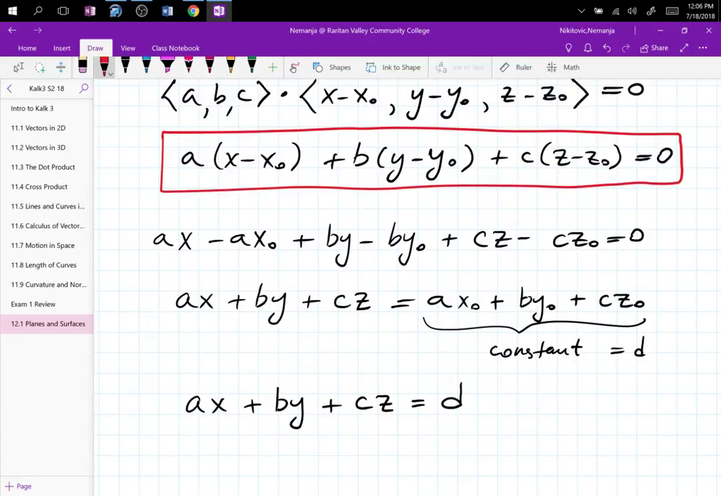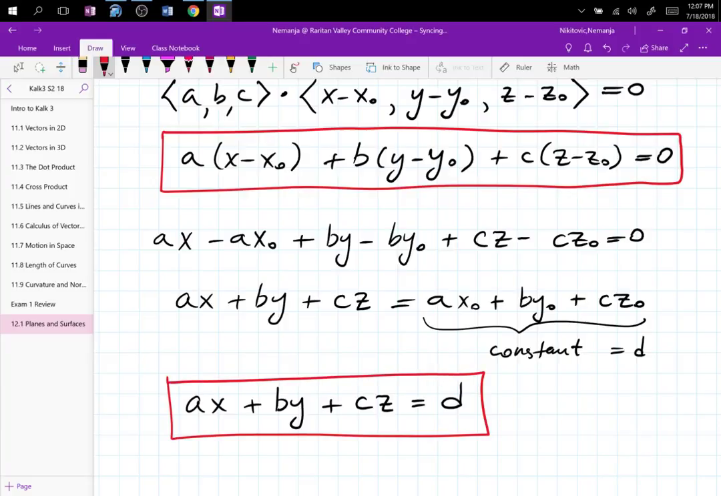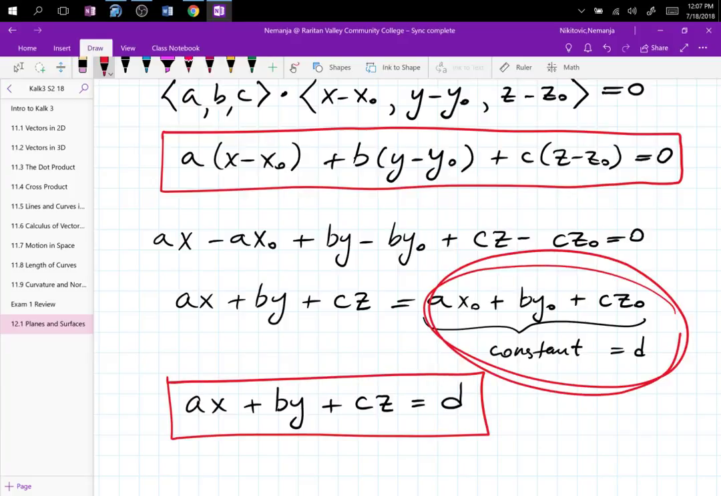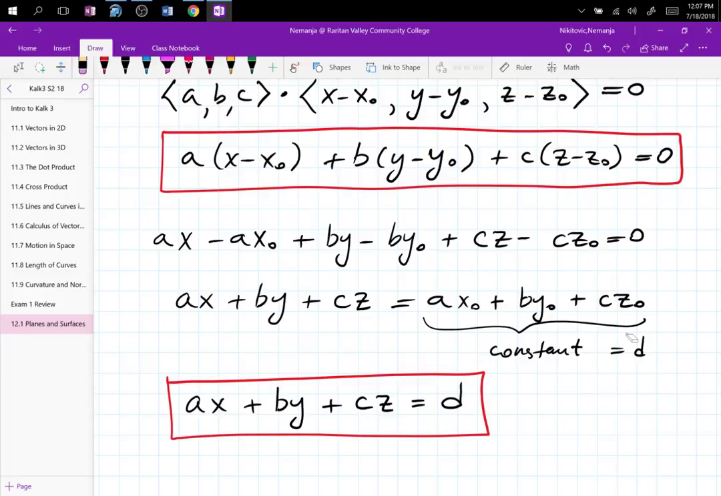You also have the definition for your D right here. That's the definition for what D is. D is all these constants combined. So these are the two forms. So a plane in R3, right, in 3D. This is also a plane in R3. You will be using each one of these.